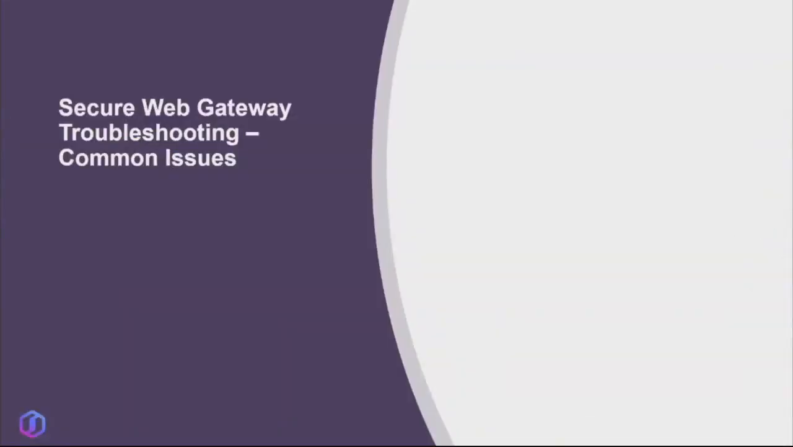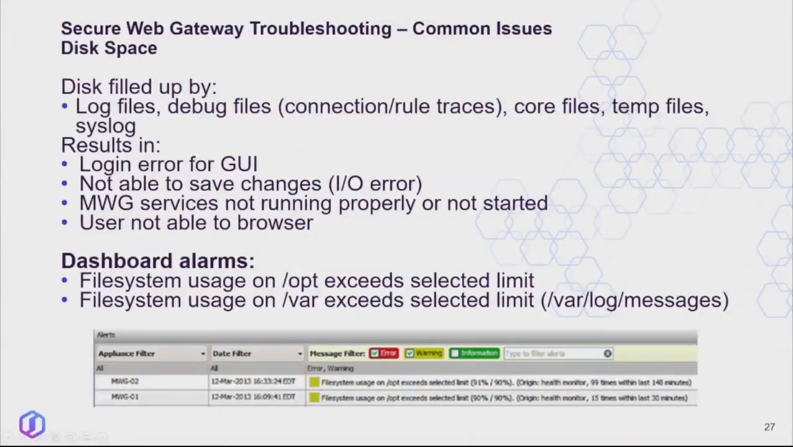Secure web gateway, troubleshooting common issues. So common issue, disk space. Disk being filled up by log files, debug files, connection traces, rule traces, core files, temp files, syslog, whatever the cause is. You'll see the alerts on the dashboard: file system usage on /opt exceed selected limit.